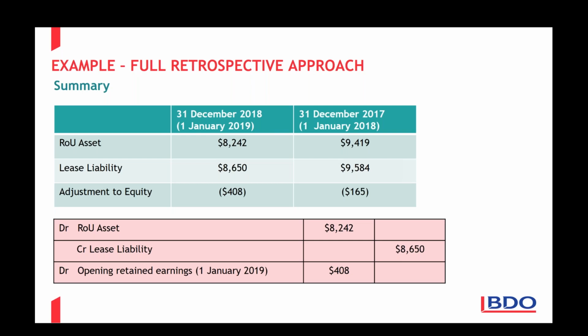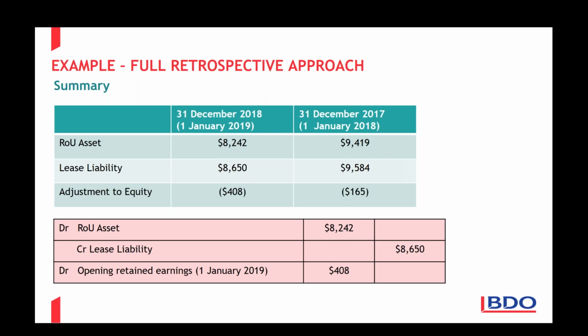At the end of 2017, 9.4. My lease liability was 8.6 at the end of 2019, and my liability at the end of 2017 was 9.5. And then you can see the difference between the two, the extent to which my liability exceeds my asset at the end of 2018 is 408.